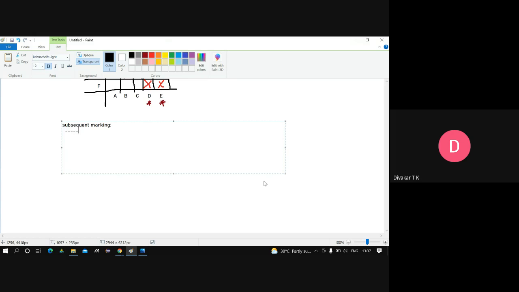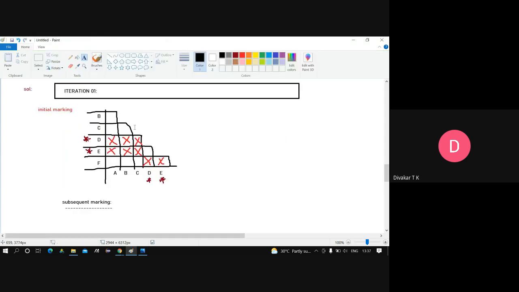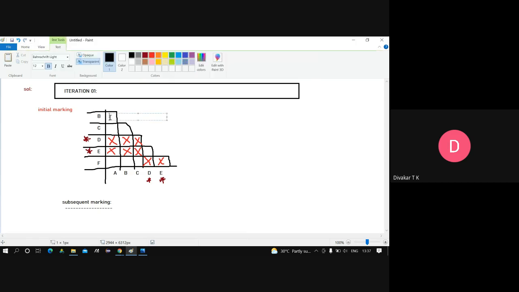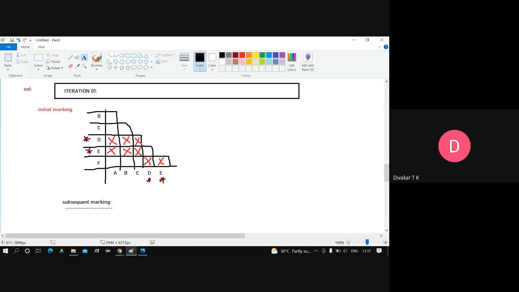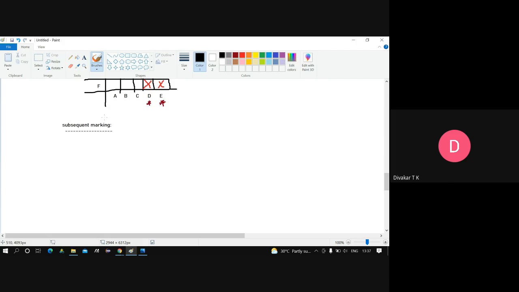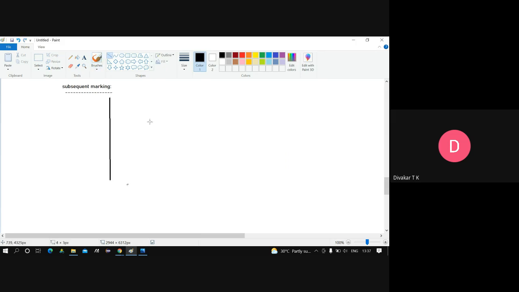Yes. So in the subsequent marking, it's a very easy way. Okay. So now, which are all blank cells are there? 1, 2, 3, 4, 5, 6. 6 blank cells are there. You have to consider all the 6 here. Okay, so I'll leave the space for all 6 here.